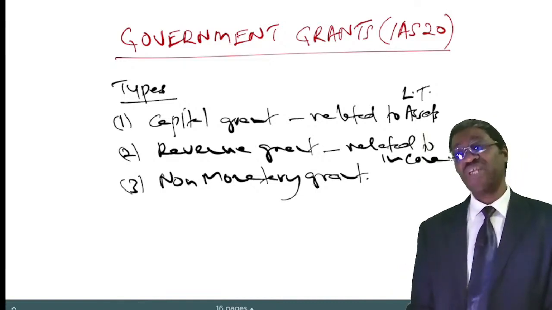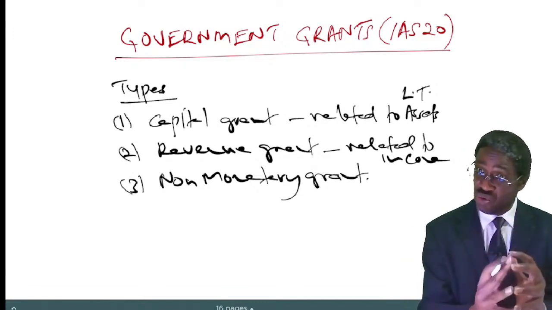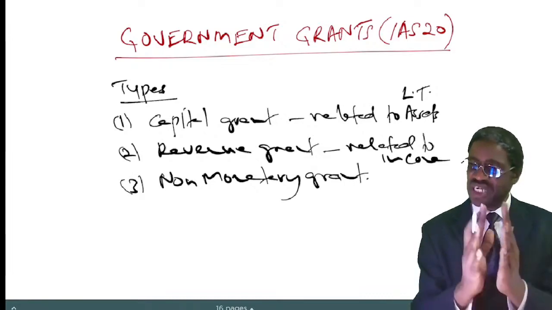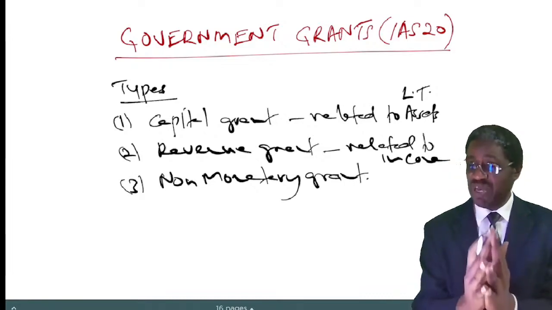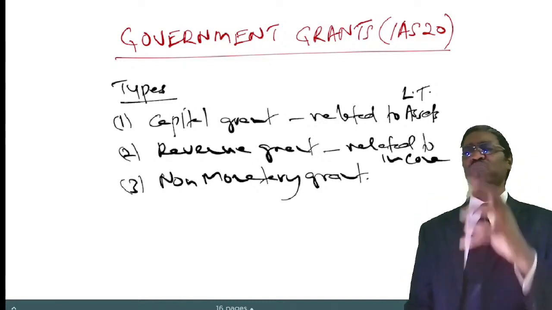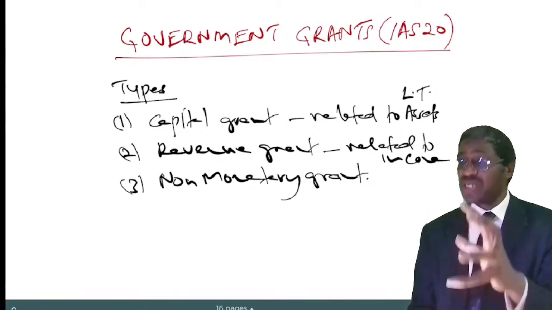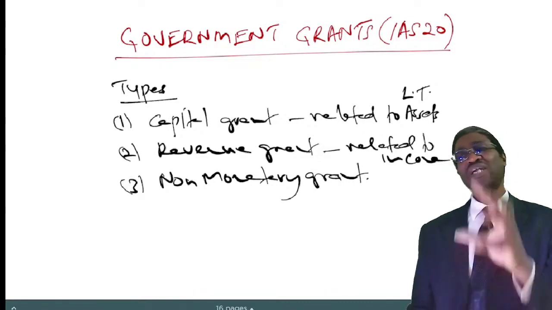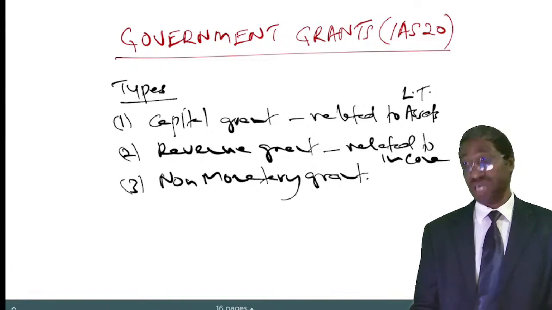The third type of grant is what we call a non-monetary grant. This is when the government gives you or transfers to you an asset, such as land, maybe a fixed asset, or machinery, or maybe a bus if you are a non-profit making organization. That kind of grant is what we call a non-monetary grant.